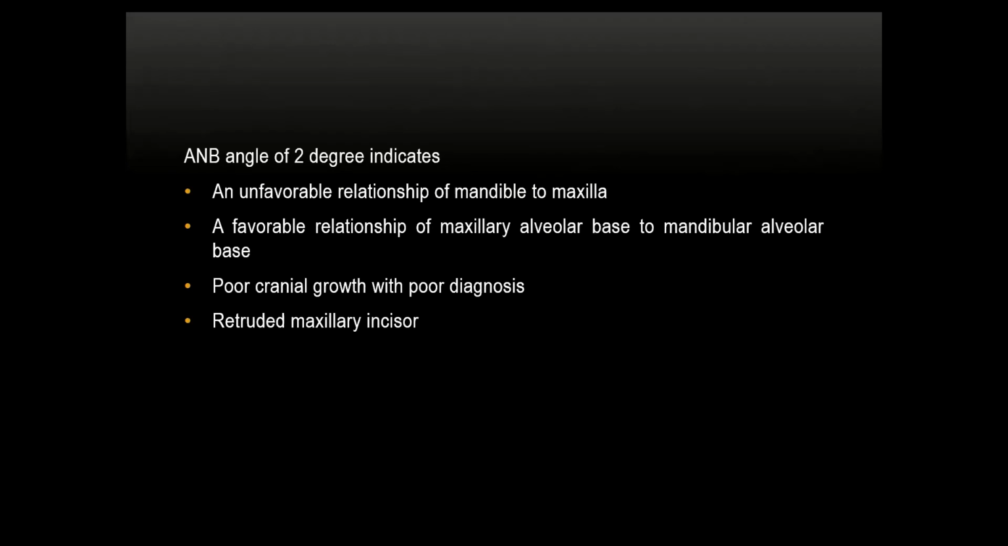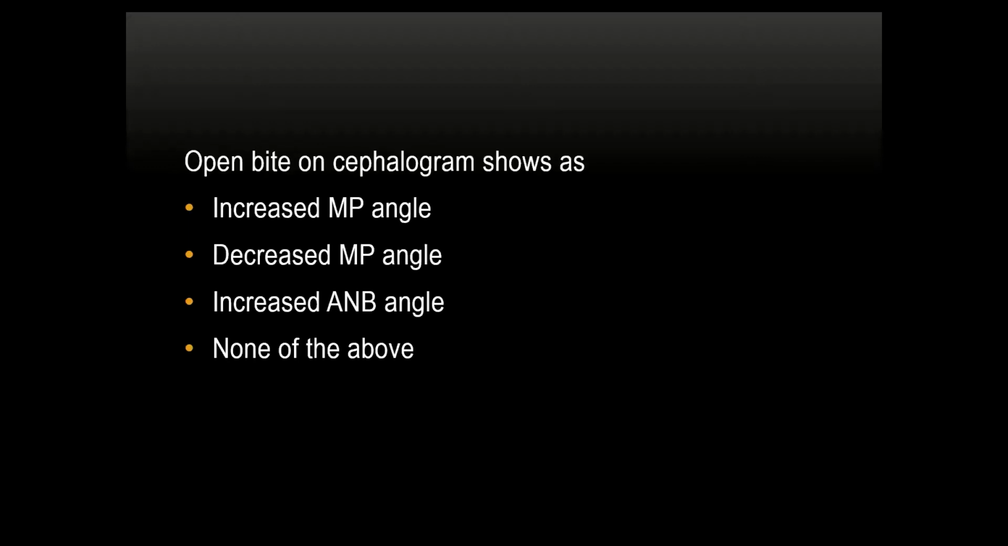Okay, let's discuss the questions, because without questions there will be no practice. Let's discuss the questions, go back, read again, and then you can come back to me. So the A and B angle of 2 degrees indicates what? Yeah, so A and B 2 is the normal relationship.